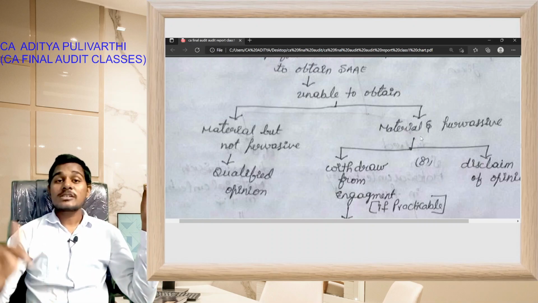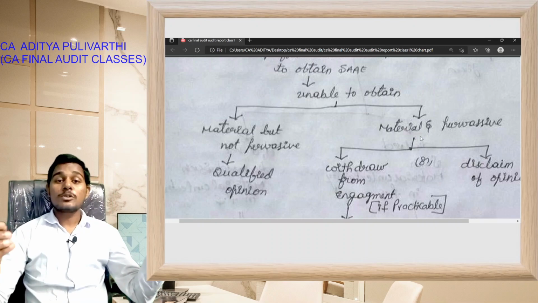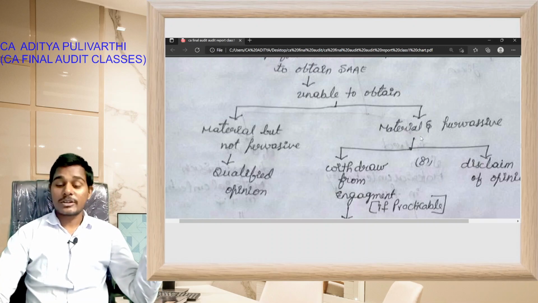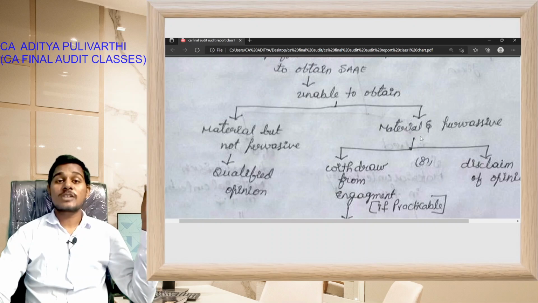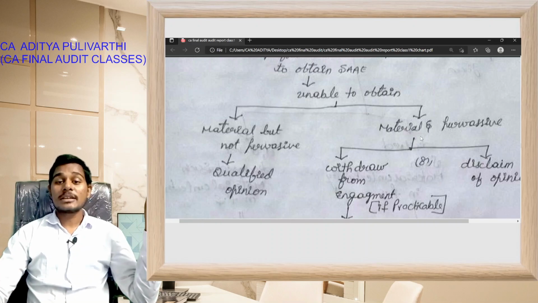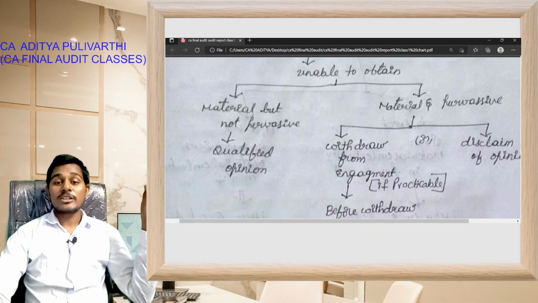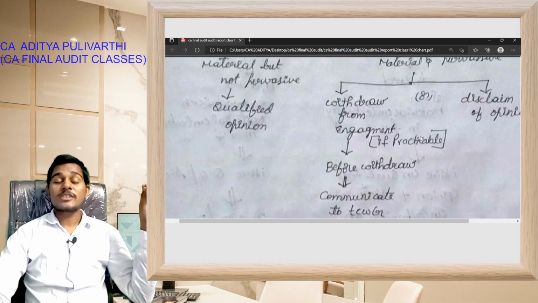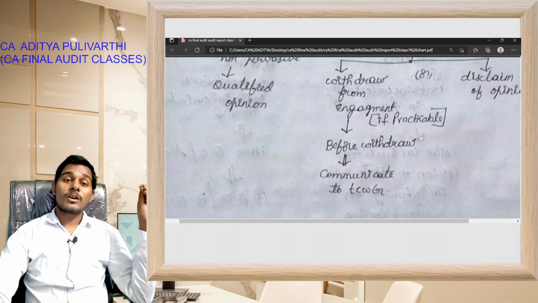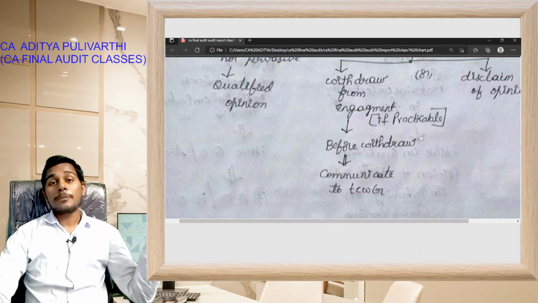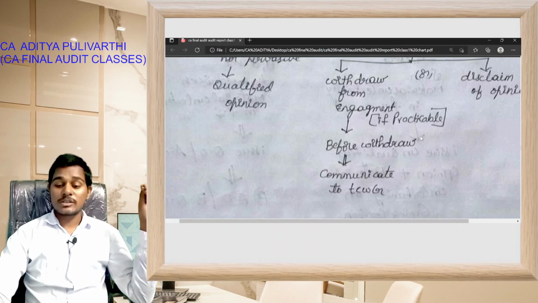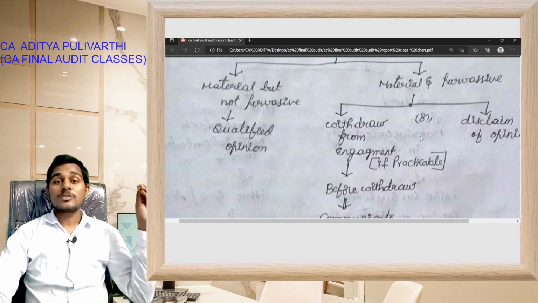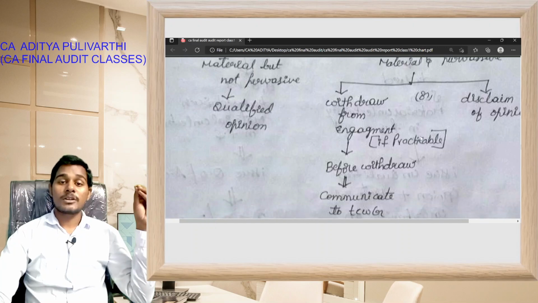But in the case where the auditor is unable to obtain sufficient and appropriate audit evidence, and the possible effect of undetected misstatements in the financial statements could be both material and pervasive, then the auditor will withdraw from the engagement if practicable. Before withdrawal, the auditor will communicate with those charged with governance, or if it is not possible to withdraw from the engagement, then the auditor will give a disclaimer of opinion.